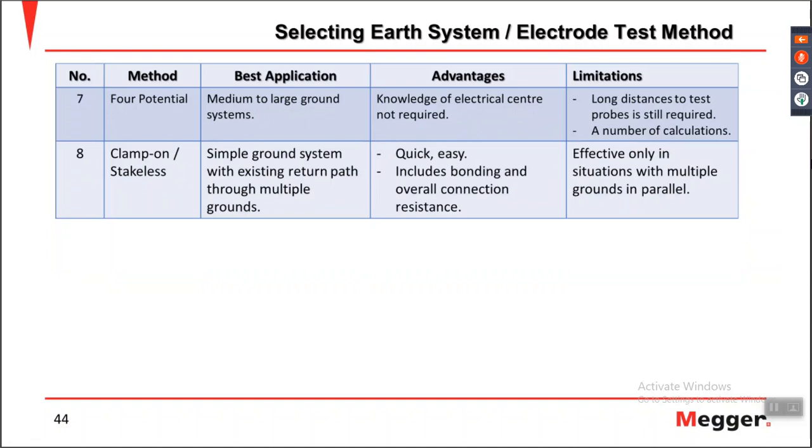For potential in medium to large ground systems, it can be used also. And the last one is clamp-on, if it is not possible to disconnect every ground system and you are not really concerned about accurate measurement. I think the clamp-on or stakeless method is the best one, quick and easy. Yeah, it is the method that I know, and we can share this, and then hopefully you can understand clearly which method gives you precise grounding testing.